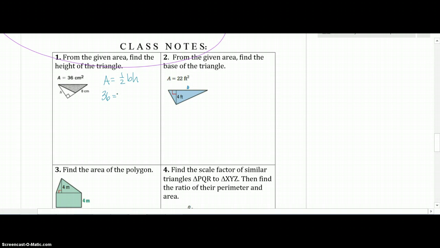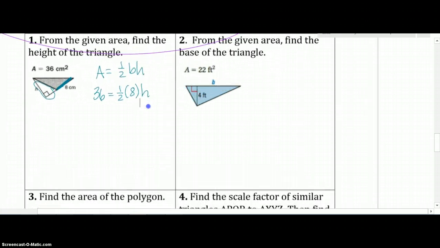Remember, a base and height always make a right angle. And this extension here is just showing you the height. Okay? The actual base is still just 8. So we have 1/2 times 8 times h for the height, because we don't know what the height is. That's what we're finding in this problem.